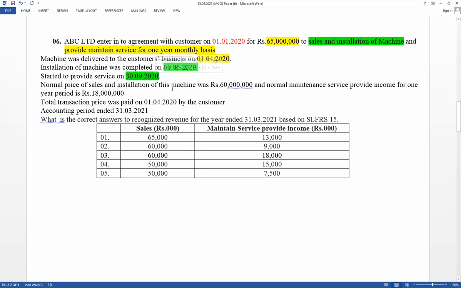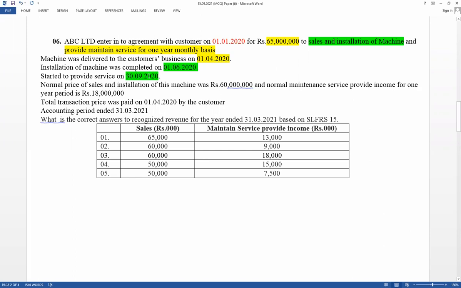Agreed to provide maintenance service for 1 year, but it started on 30th September 2020. Our economic period ends on 31st March 2021. The maintenance service was provided only 6 months during the economic period. Therefore, the maintenance service income total value cannot be considered as income.